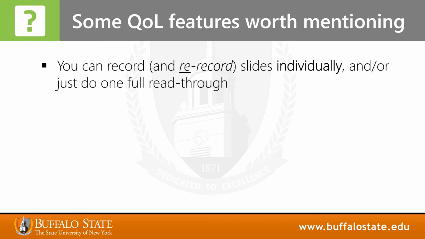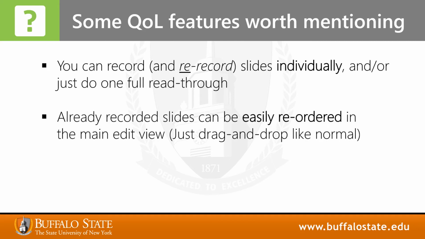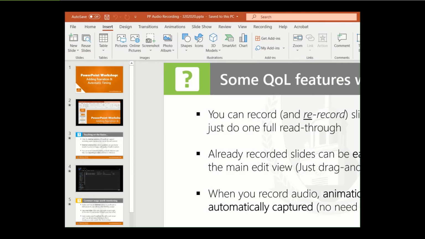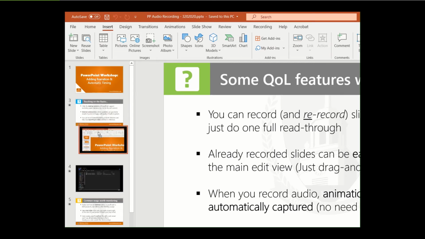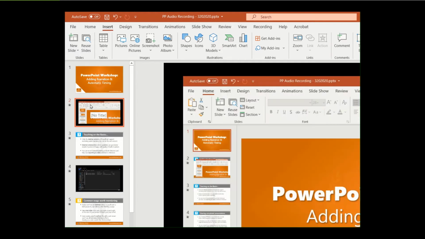And similarly, if you're going to be iterating on your PowerPoints over time, already recorded slides can be easily reordered in the main edit view. It's just dragging and dropping like you would normally do, and it brings along those recorded timings and your audio file as well. So if you realize, hey, this piece of information would be much better served earlier in the presentation, it's very simple to do that. To see it in the wild, in our edit view, you just click and hold and then slide it up and down. And whenever you're ready to drop it where you want to leave it, you just release that click button. There's no extra challenge to doing this.